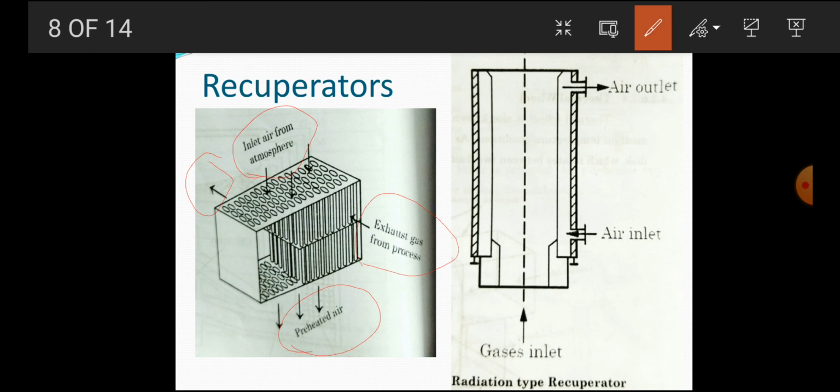So now let's discuss the radiation type recuperator. It works on the same fundamental principle as the convective type recuperator. The major difference between them is the mode of heat transfer. In this type of recuperator, the heat exchange takes place due to infrared radiation, and the heat is delivered to the desired application.